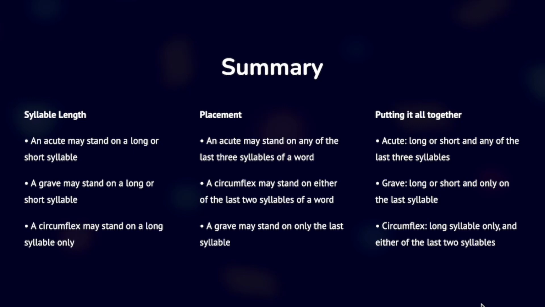Then when we talk about placement, an acute may stand on any of the last three syllables of a word. A circumflex may stand on either of the last two syllables of a word, and a grave may stand on only the last syllable. When you put it all together, that means an acute accent can be on a long or short, and any of the last three syllables. A grave can be on a long or short, and only on the last syllable. And a circumflex can be on a long syllable only, and long vowel only, and on either of the last two syllables.